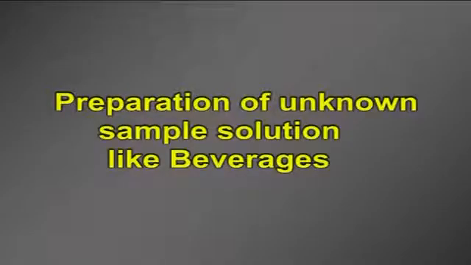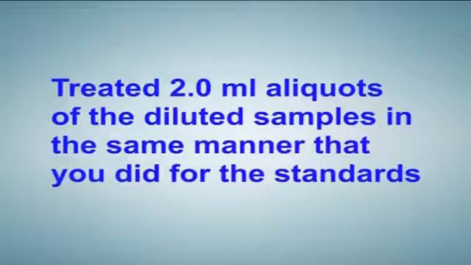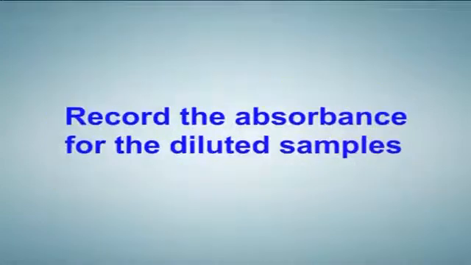Preparation of unknown sample solutions like beverages. Dilutions of beverages were prepared as follows: 0.1, 0.2, 0.4, 0.6 and 0.7 in a series of 100 ml standard flasks. Treat 2 ml of the diluted samples in the same manner as you did for the standards. Record the absorbance for the diluted samples.